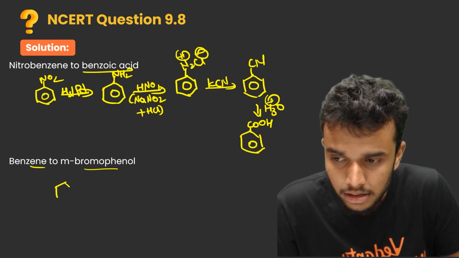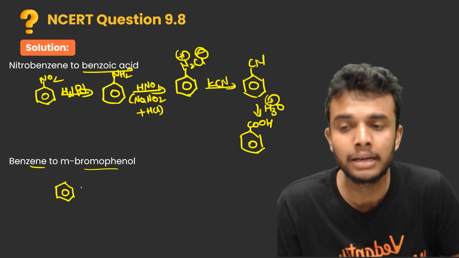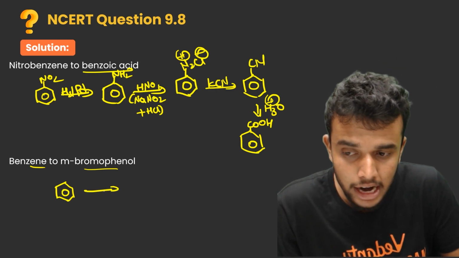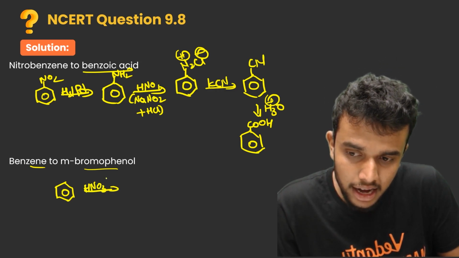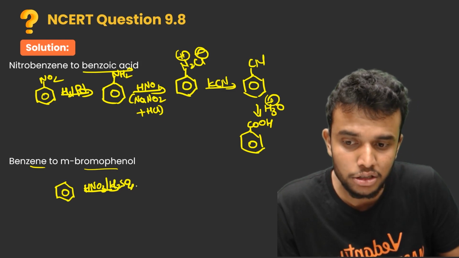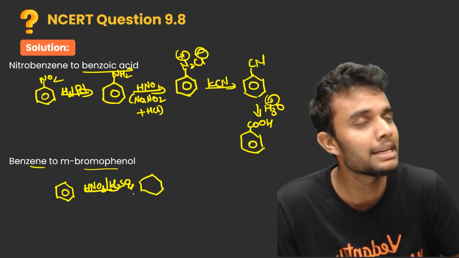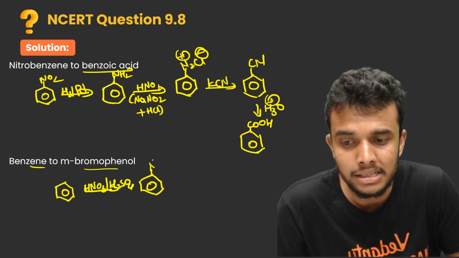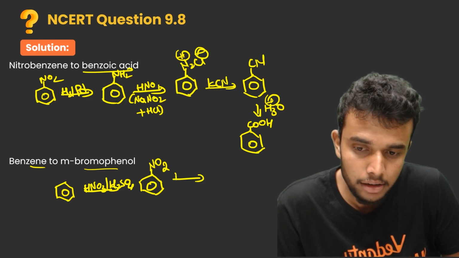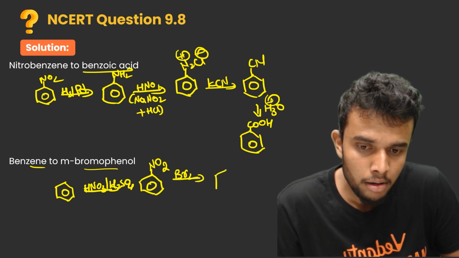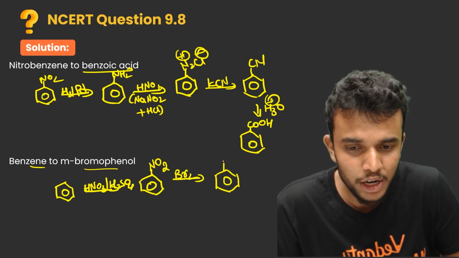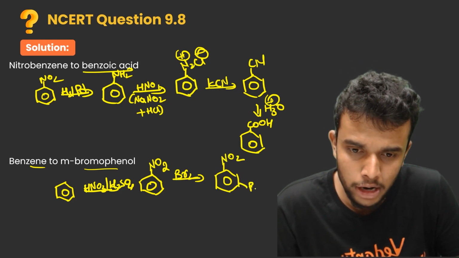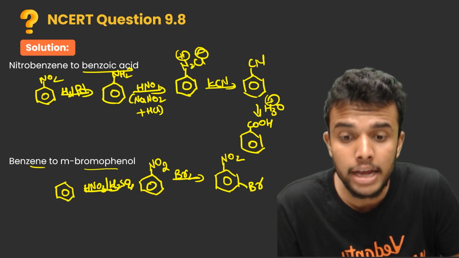Second one, benzene to meta-bromophenol. What is the structure of benzene? Students, we are already familiar. Nitro is a meta-directing group. First, we convert benzene to nitrobenzene through nitration. Benzene is reacted with concentrated HNO3 and concentrated H2SO4 to yield the nitrobenzene compound. Then bromination with Br2. We already know the nitro group is a meta-directing group. That's why we obtain the bromo group, but we want a phenol group.